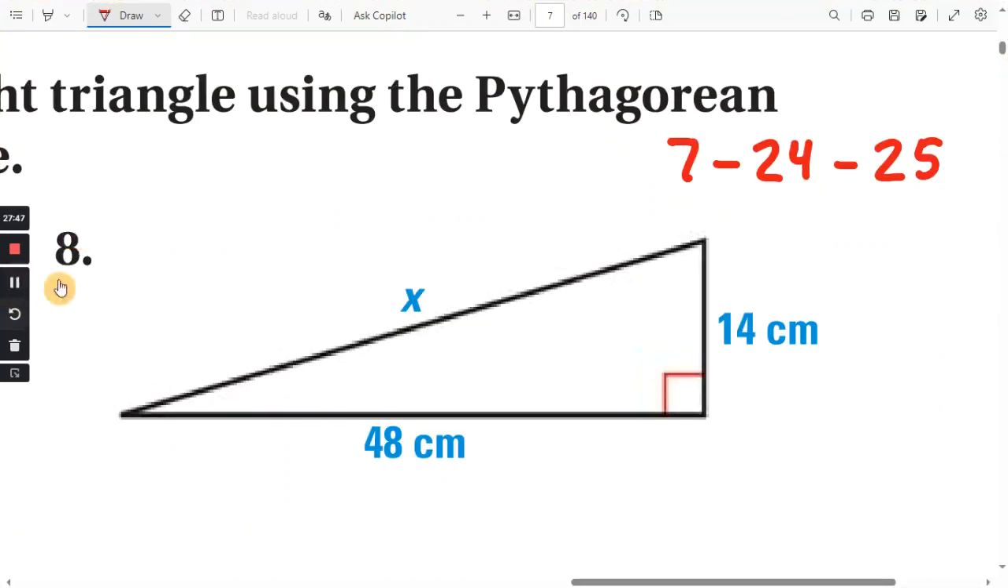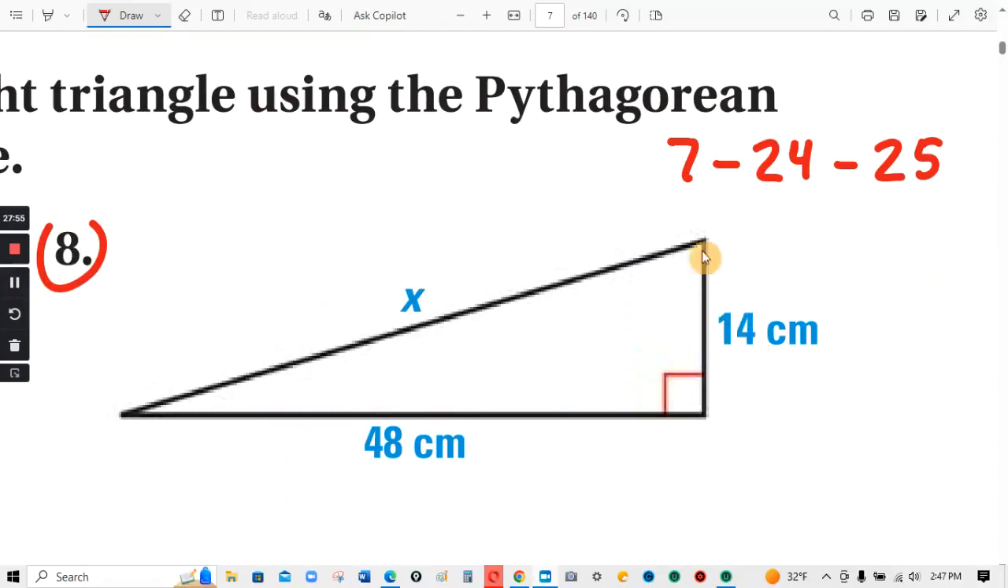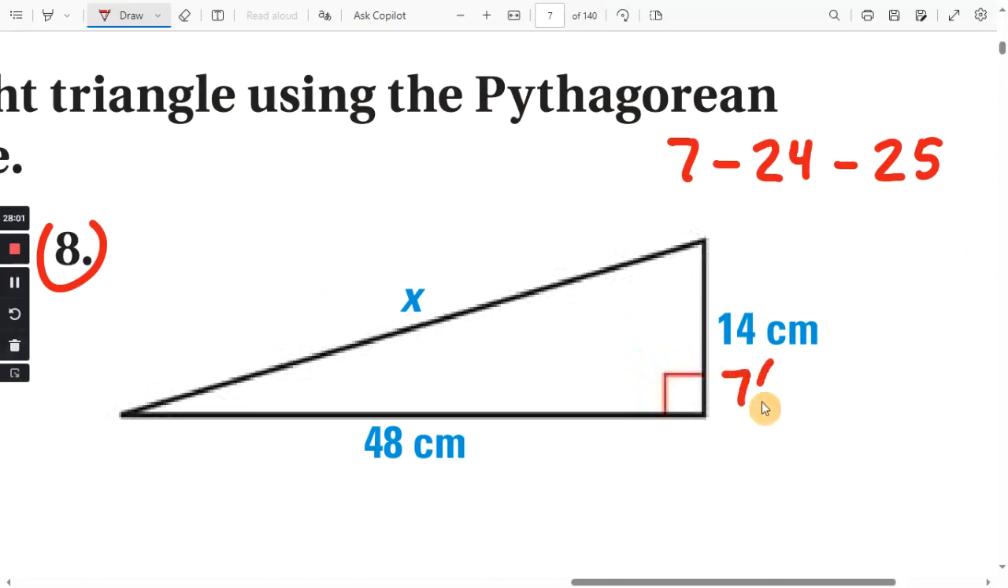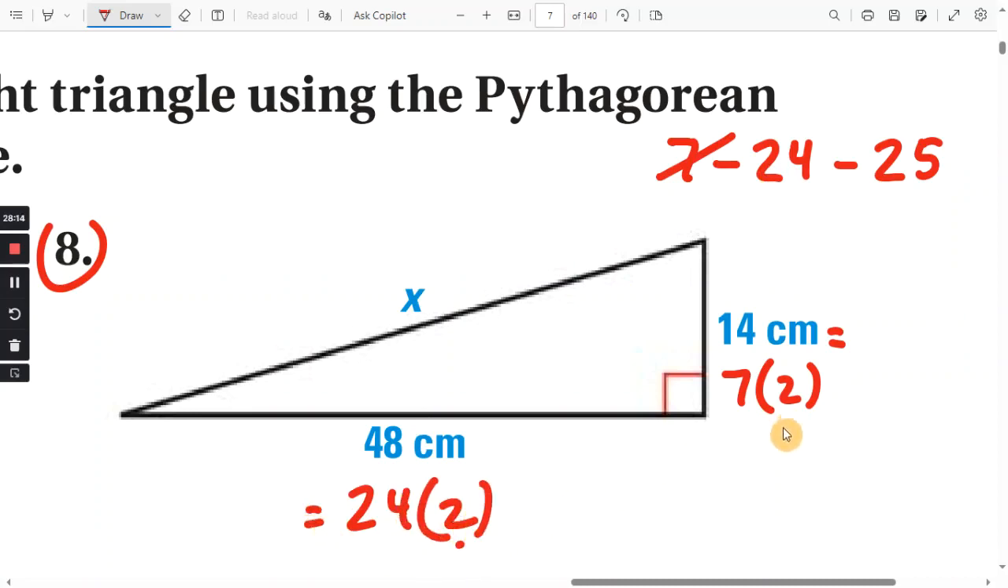See if you can do number 8 and use 7, 24, 25. The shortest side is 14. How do we get from 7 to 14? Well, that's going to be 7 times 2. Next one up, the 24. How do we get from 24 to 48? Well, that's 24 times 2. Notice each time we did times 2. So now just take the last one, 25, and do times 2. What do you get? 50.